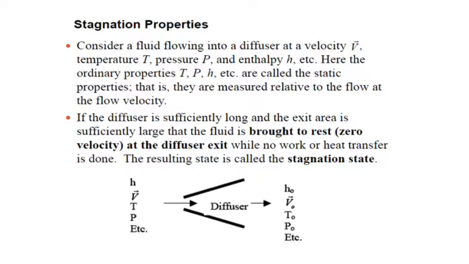Here, the ordinary properties T, P, H are called the static properties, and they are measured relative to the flow at the flow velocity. If the diffuser is sufficiently long and the exit area is sufficiently large, then the fluid is brought to rest, that is, zero velocity at the diffuser exit. There, no work or heat transfer is done. So this resulting state is called the stagnation state. You can see it in the picture.